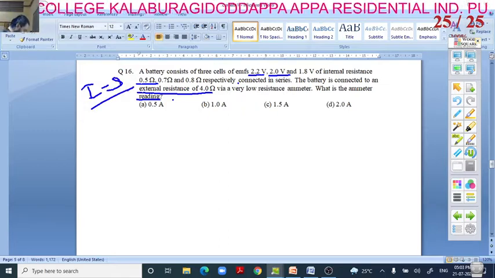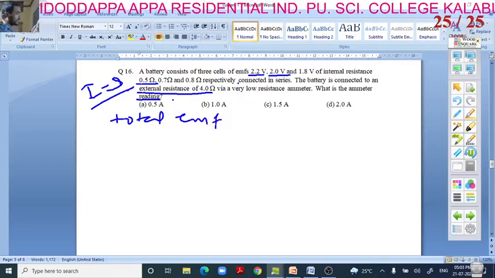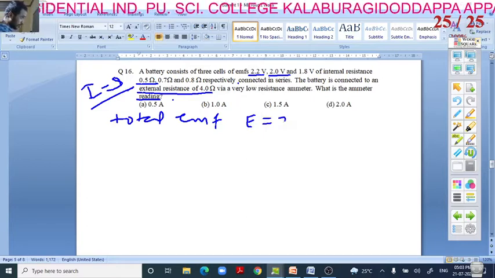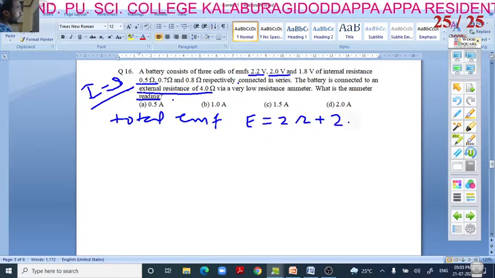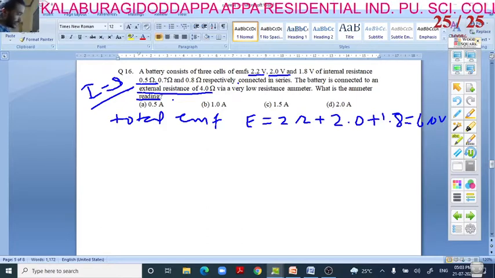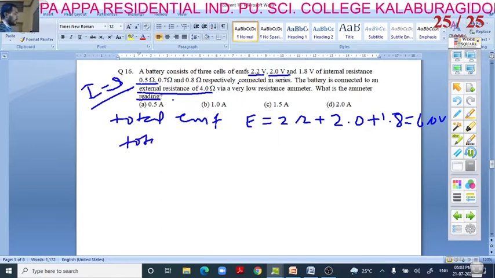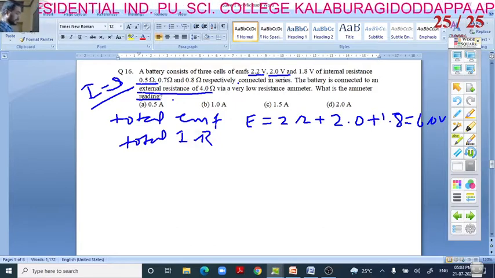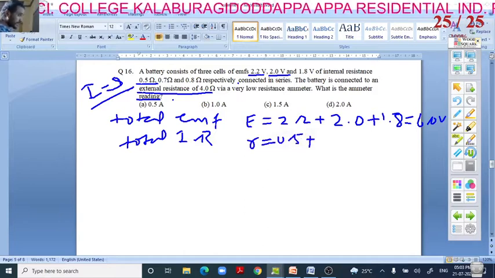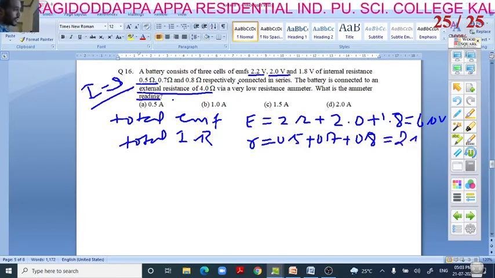So for that, see, 3 cells are connected in series. So the total EMF E is the sum of all: 2.2 plus 2.0 plus 1.8, that is equal to 6.0 volt, right? The total internal resistance r is equal to 0.5 plus 0.7 plus 0.8, that is equal to 2.0 ohm.